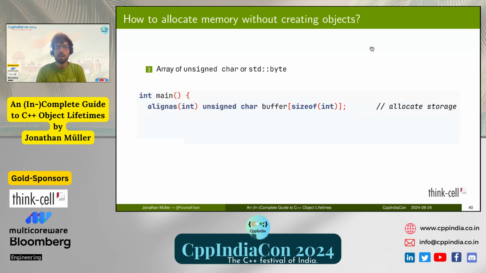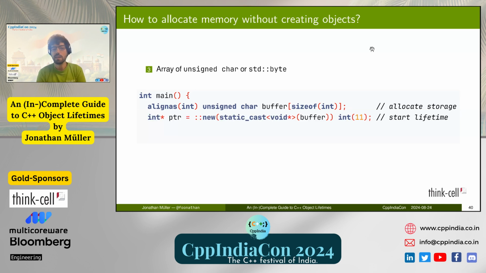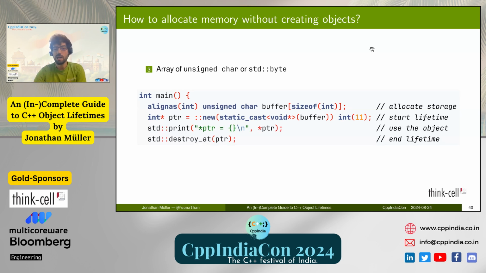What we can also do is have an array of unsigned char or std::byte. If it's big enough and suitably aligned, we can put our int in there. So this allocates storage. We can then use placement new. Remember, the static_cast to void pointer starts the lifetime. We can then use it, and end the lifetime by calling destroy_at. And then the storage gets deallocated automatically because it follows the same rules as before, so you don't have to worry about that. This allows us to manually create objects on the stack or in a class variable based on a byte buffer.